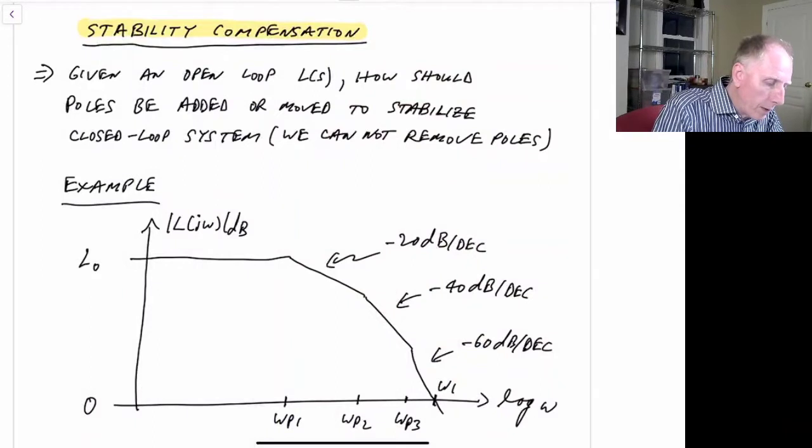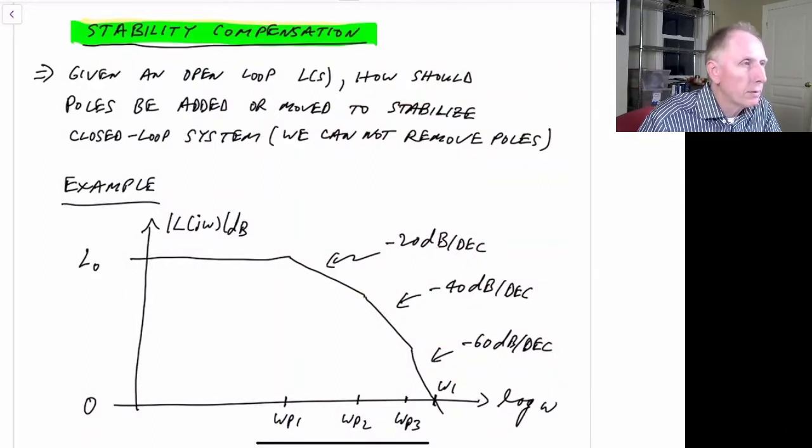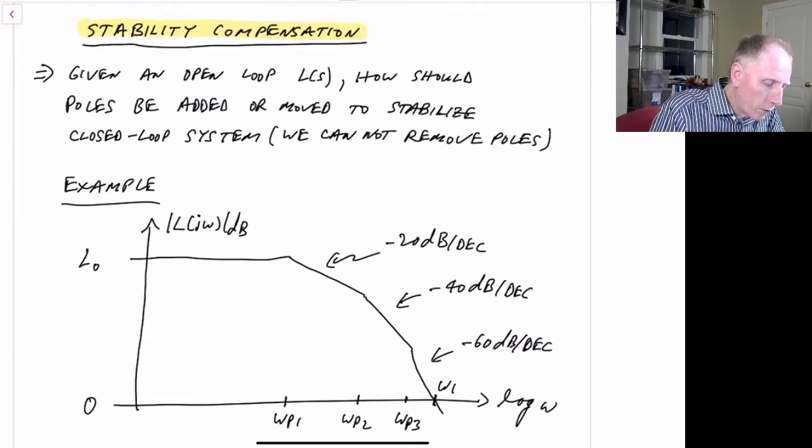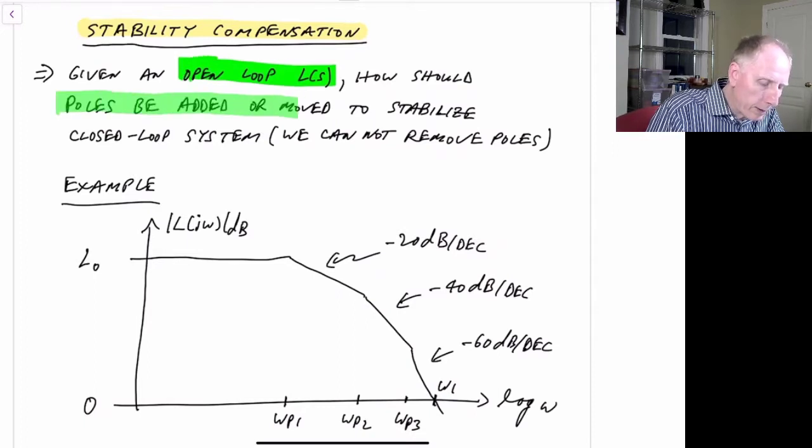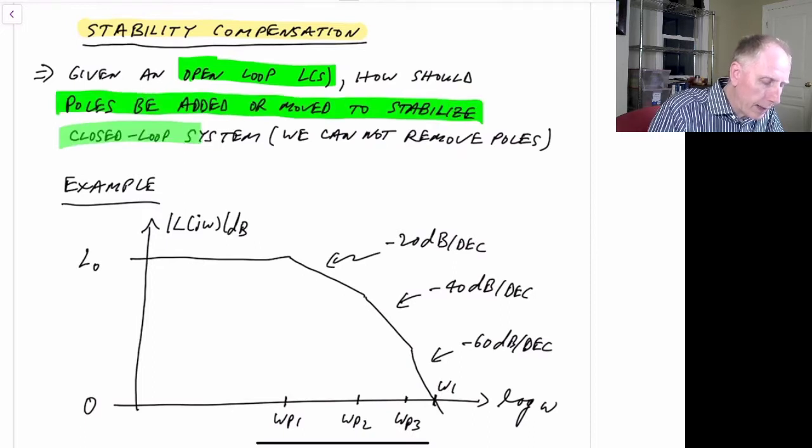So as I mentioned, we're going to be looking at stability compensation. So how to stabilize a feedback circuit. So say we're given an open loop LOS, and how should our poles be added or moved in order to stabilize our closed loop system?